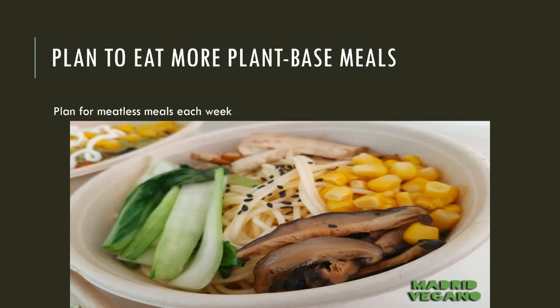Another thing you can do is eat more plant-based meals. I would set a goal to try to have a meatless meal once a week would be a good start. For example, yesterday for dinner, we had a baked potato and a salad. Aim to have a meatless meal at least once a week is a good idea.